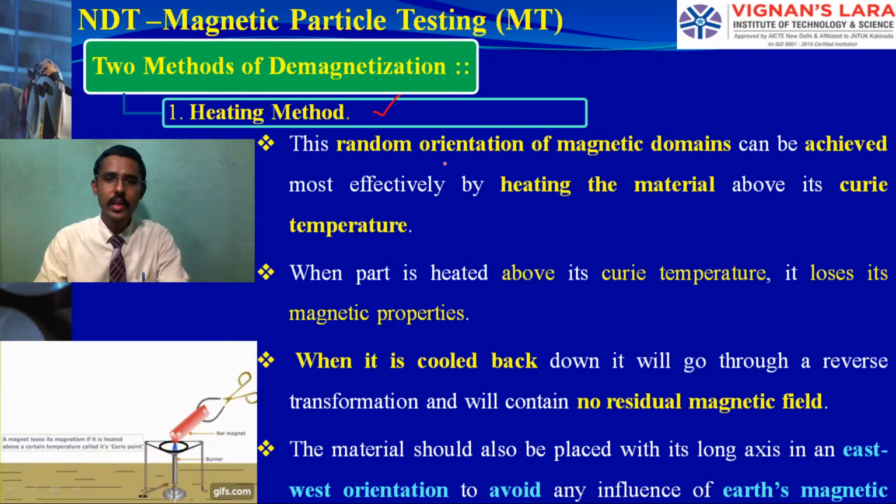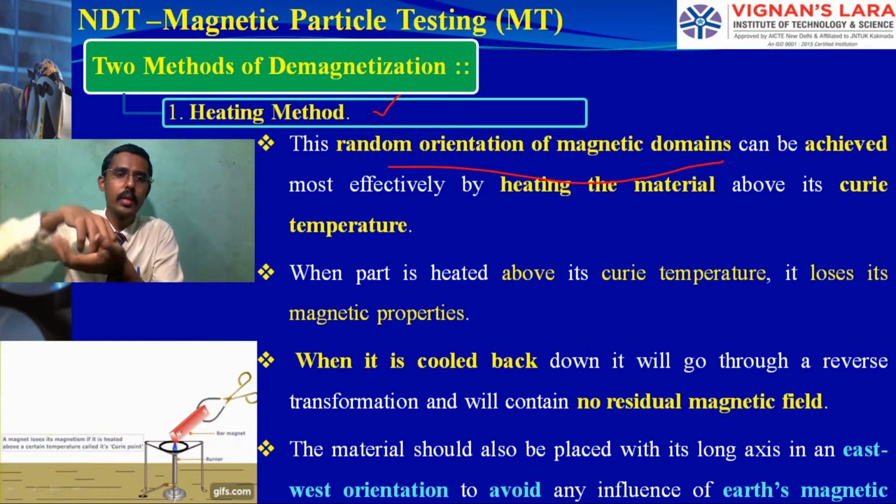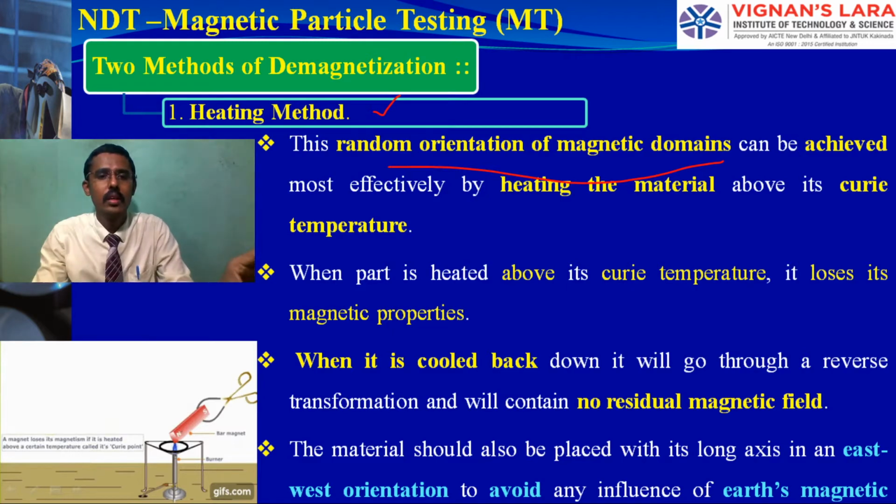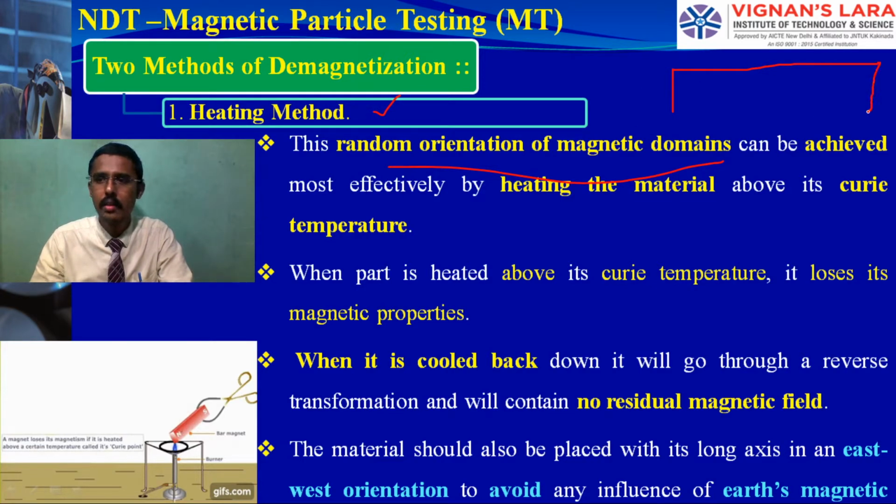A random orientation of the magnetic domains can be achieved. It means already it is random, when the probe is kept it becomes an oriented one, and we are trying to make it randomly oriented again. So how are we doing it? Already the specimen is available here, and we are keeping the probe. It is going to become oriented in one direction, all of the specimen. This diagram we have seen.